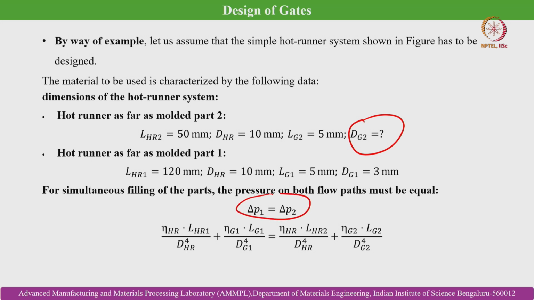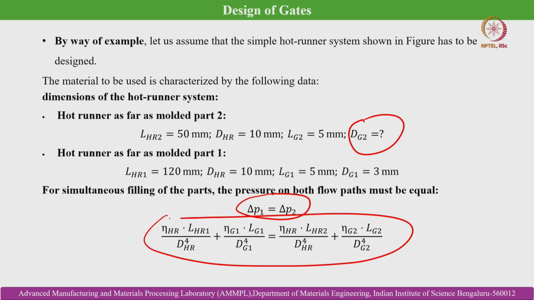So if you equate delta P1 with delta P2, based on the pressure drop expressions that are available in the previous slides we have discussed, the expression becomes like this. Viscosity eta HR into LHR1 by dHR to the power 4, viscosity remains constant, so we are considering it as constant, eta HR for the hot runner system, plus eta G1 LG1 by dG1 to the power 4. So this is the expression.